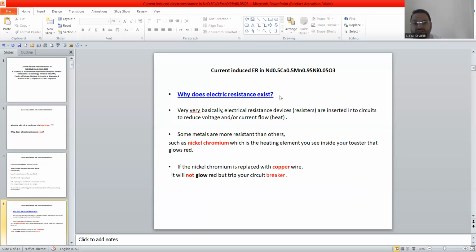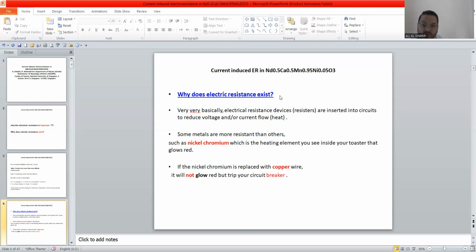Now, why does electric resistance exist? Basically, electric resistance devices, resistors, are inserted into circuits, but like I said before, it has an advantage and a disadvantage at the same time, like any material. But we use this disadvantage to protect our device. That means we will save more money, and many interesting phenomena, because it's a very interesting topic.